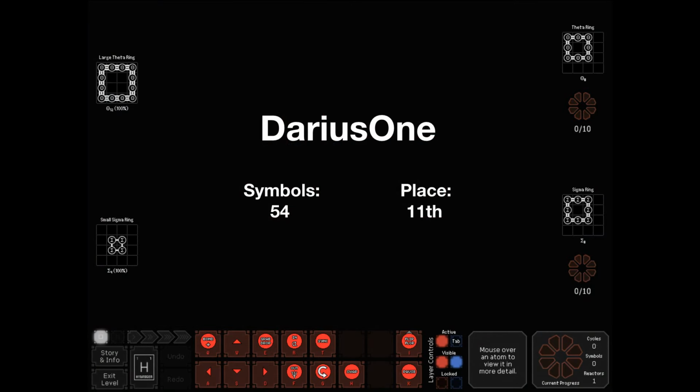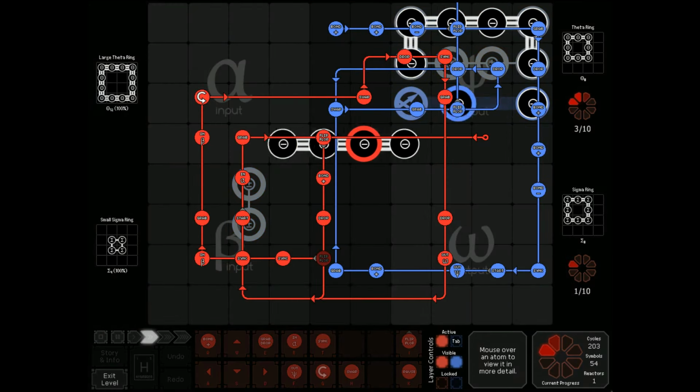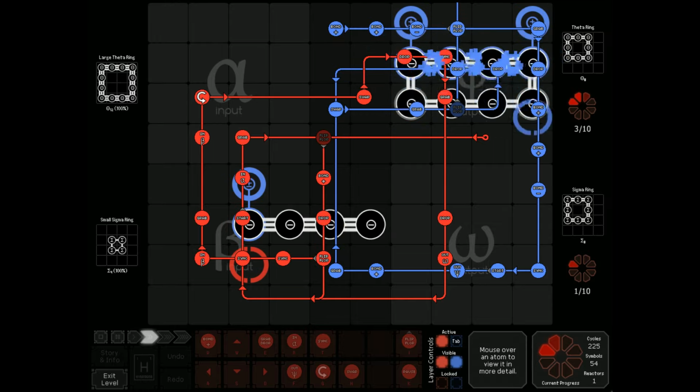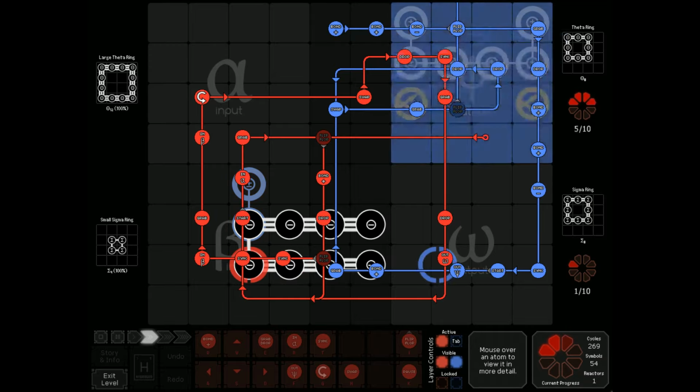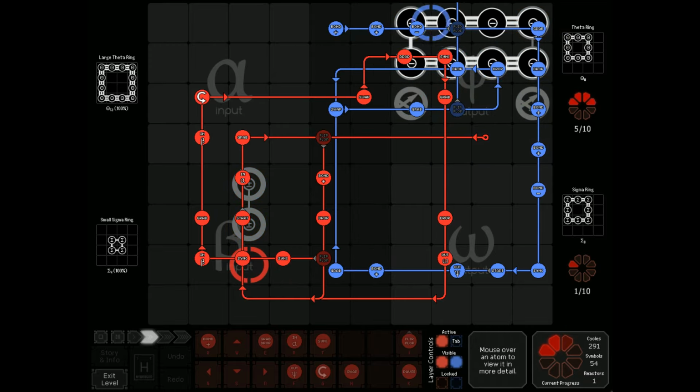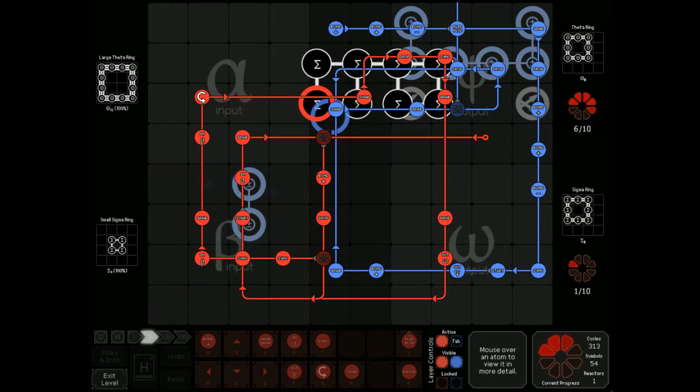Darius 1's solution has the blue Waldo working on the top portion of the theta ring, while the red Waldo deals with both of the leftover 4 sticks. The sigma ring is then treated as though it is a top theta ring, saving on symbols by reusing those instructions.